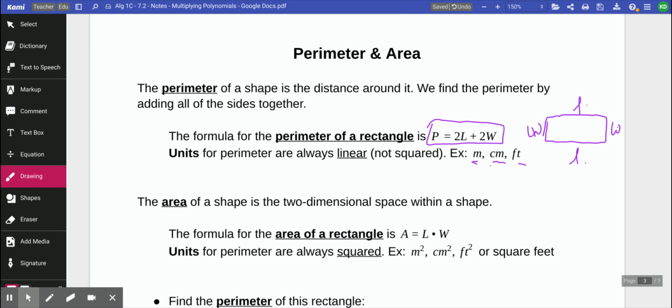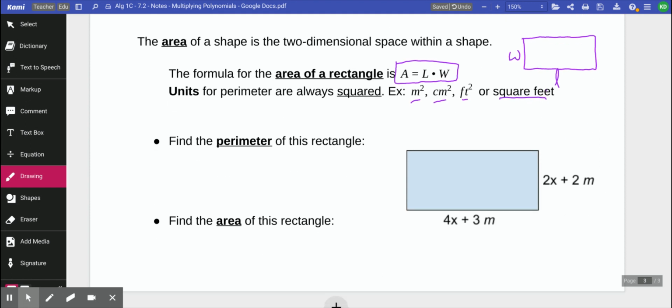The area of a shape is a 2-dimensional space within a shape. So same shape, right? If we have a rectangle, length times width, right? If you're going to find out the area of a room, if you're going to buy flooring for a room, you need to know the square area. So it's length times width. Area is length times width. But because we're multiplying here, not adding, right, we're going to have a squared unit. So meters squared, centimeters squared, or square feet, something like that. And sometimes we write out square feet, or you can do feet to the second power. Either way is fine.